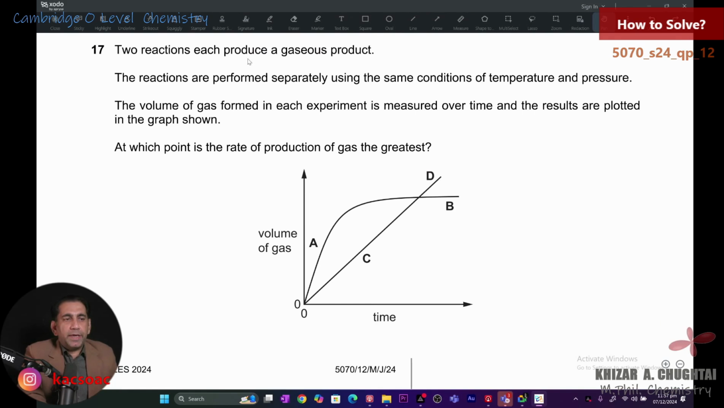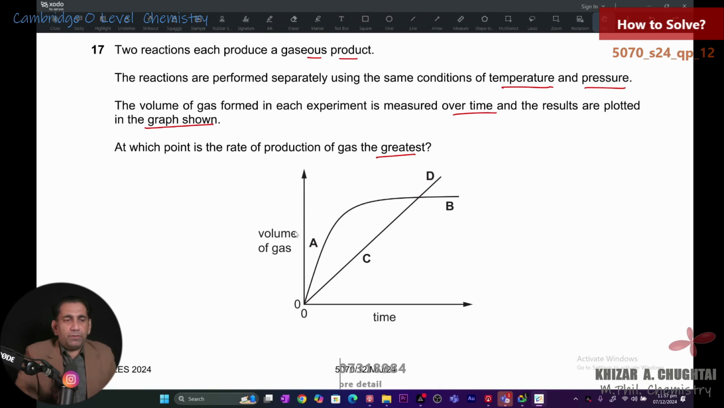Two reactions each produce a gaseous product. The reactions are performed separately using the same condition of temperature and pressure. The volume of the gas formed in each experiment is measured over time and results are plotted in the graph shown. At which point is the rate of production of the gas greatest: A, B, C, or D?